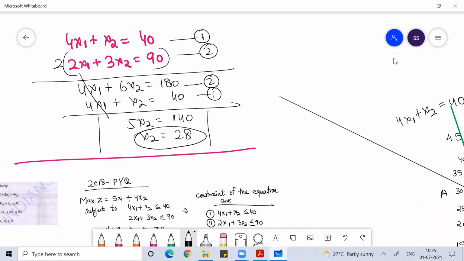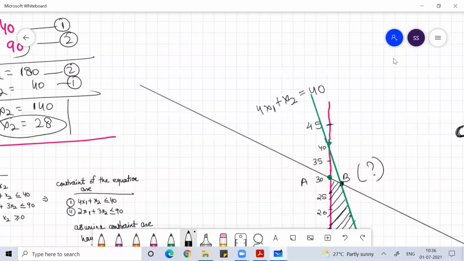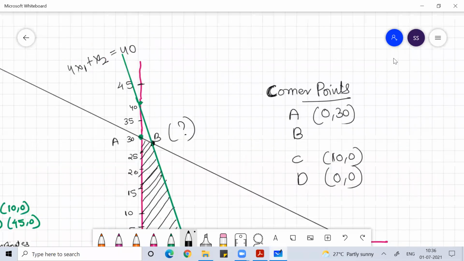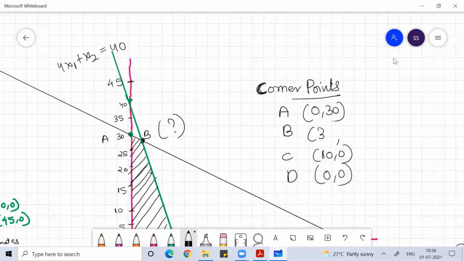So x2 is 28. So 4x1 plus 28 is equal to 40. So 4x1 is equal to 12. x1 is equal to 3. So the point B is 3 comma 28.